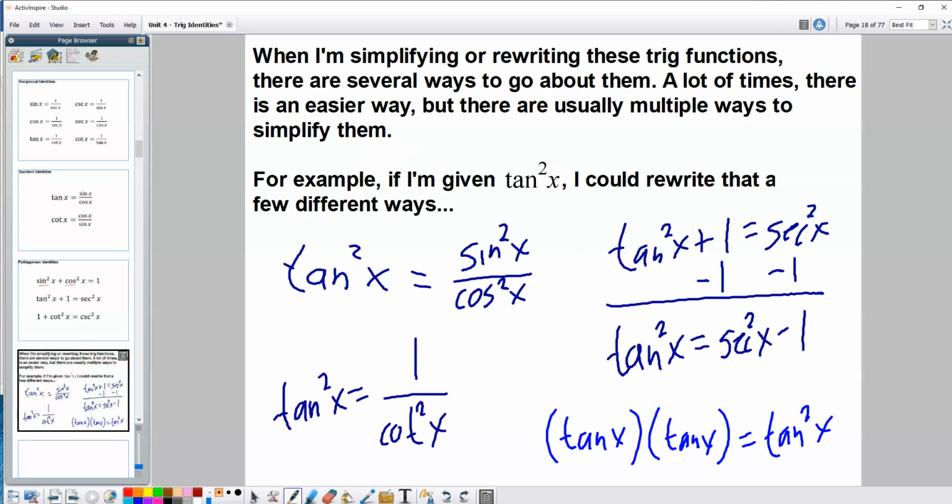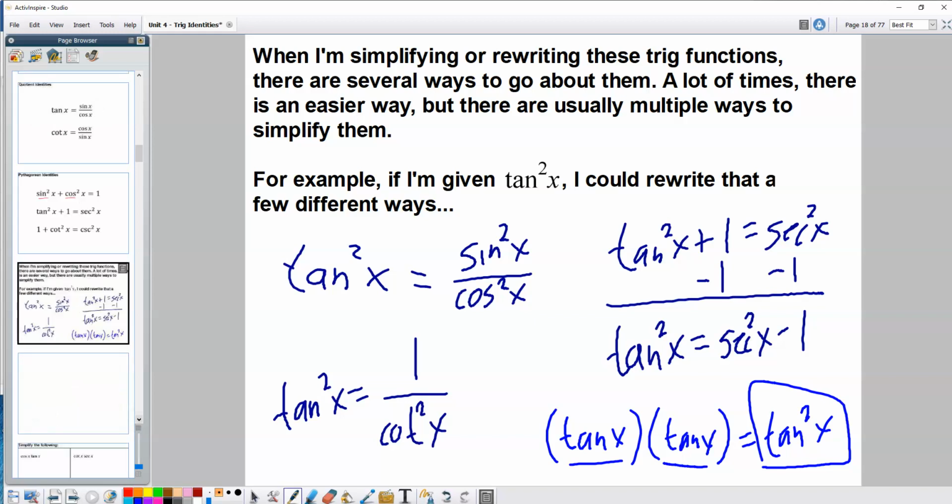Here in a second, we're going to do some proofs, and you need to be able to think outside the box as far as knowing that different things can equal different things at different times. So tangent squared can sometimes equal sine squared over cosine squared. Tangent squared can sometimes equal 1 over cotangent squared. Sometimes it can be secant squared minus 1. You can rewrite tangent squared as tangent times tangent. So this is the notation there. So let's look at a few of these.